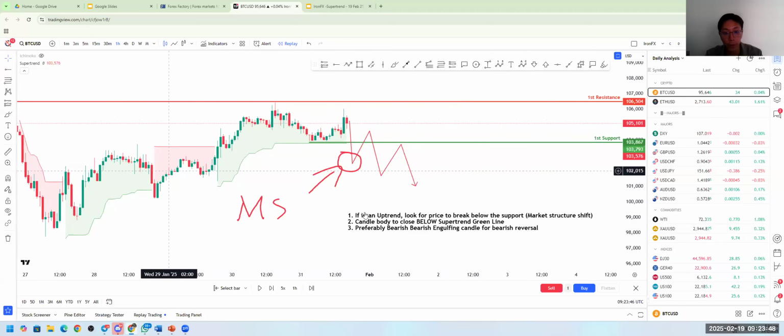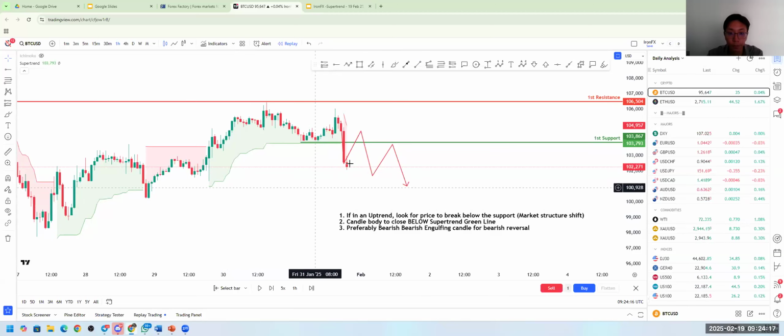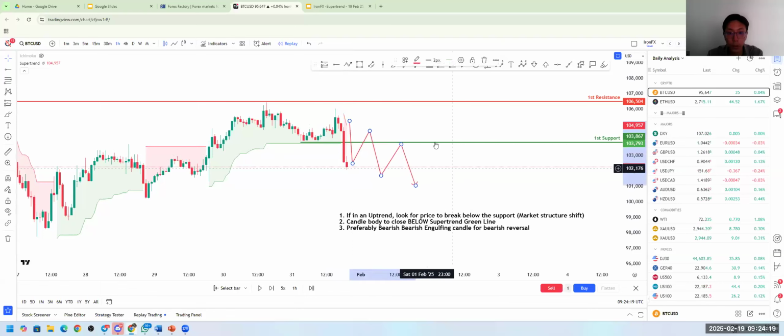So I repeat myself, if you are in an uptrend, right, look for price to break below the support, which is this area, right? This area, okay, which is the first low created, market structure shift. And then we need the candle body to close below the super trend green line. Okay, let me show you what I mean by that. Okay, this is exactly what I mean by that. Okay, this is what we need, right?